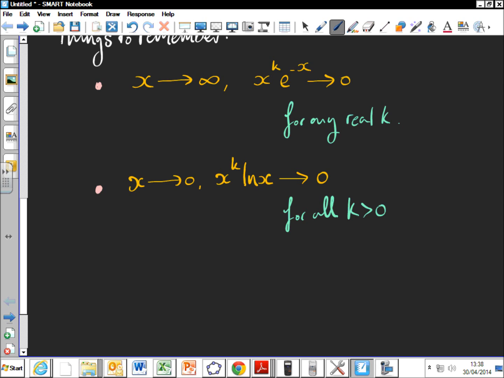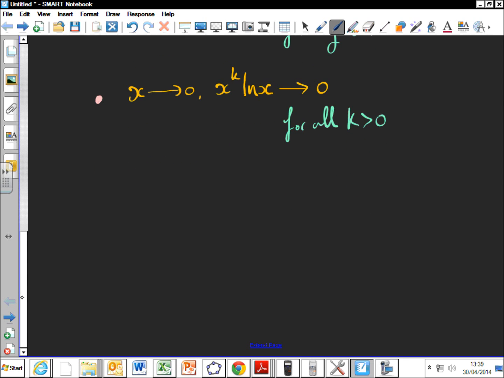So what we're going to do is just some examples, I think it's best to do it by example. Okay, so we'll do an example of an improper integral, and then I'll talk you through the method, and the method's pretty much the same every time.